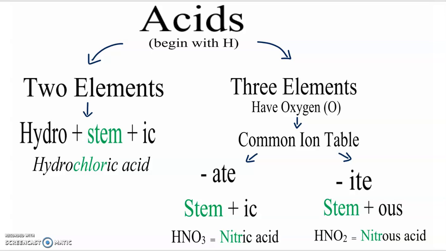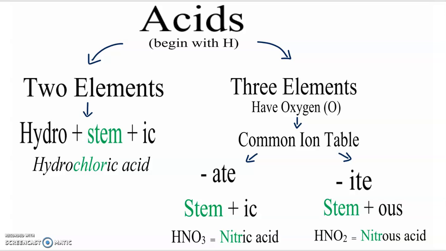If I have two elements, hydrogen and some other element from the periodic table, then you name it with hydro, then you put the stem of the other element, ic acid. So if your other element is chlorine, then that would be hydrochloric acid. If I have three elements, then I have a polyatomic more than likely. I look at the name of the anion or the polyatomic. If that ends in ate, then I take the stem of the anion again, ic acid. So I have nitrate, and that would be nitric acid.